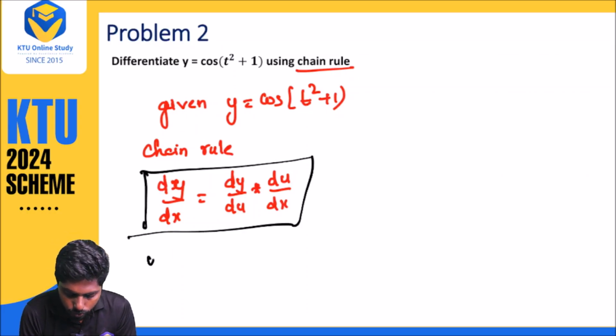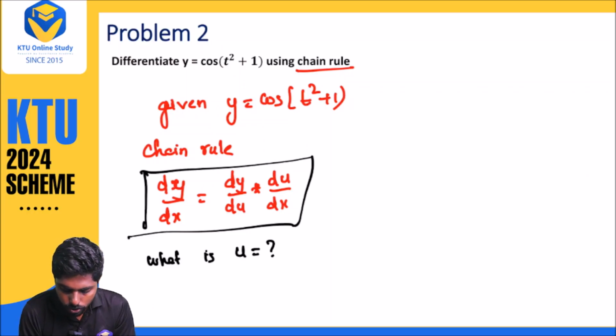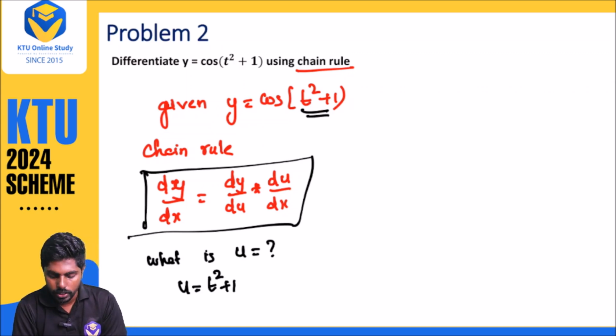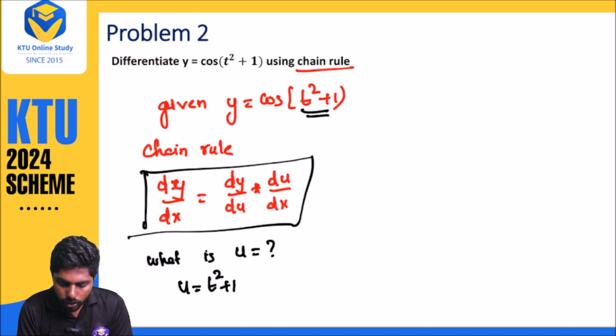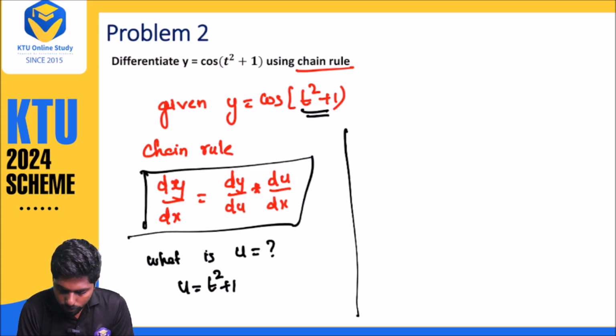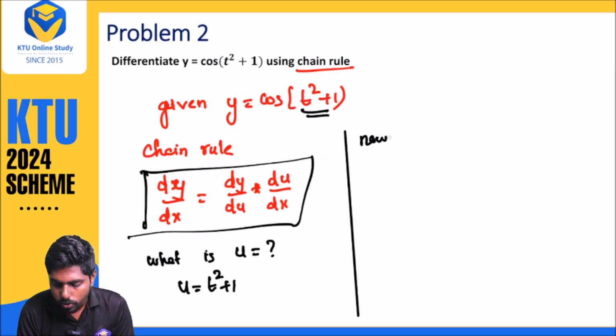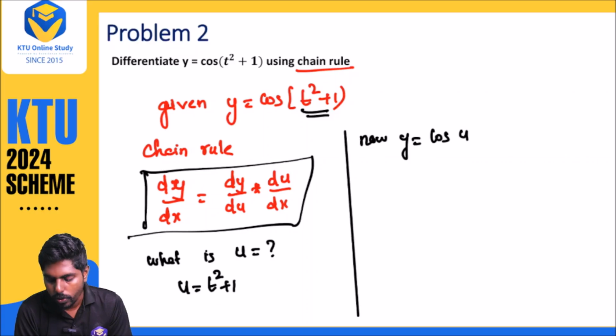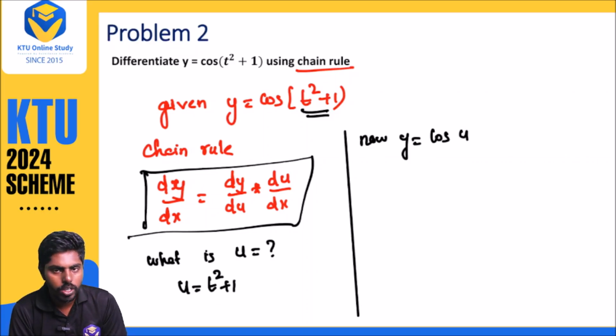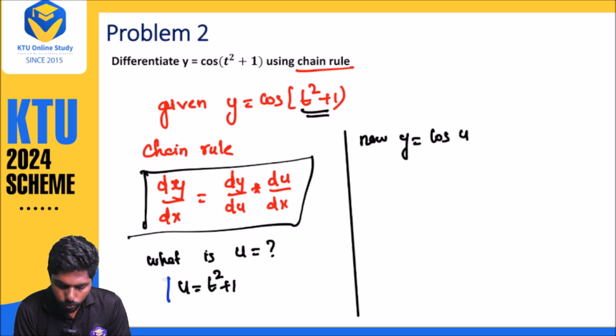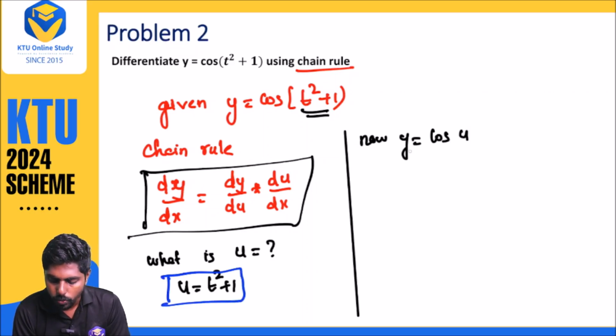Now what is u? We can consider this as u. u is equal to t square plus 1. So now what will happen to y? Now y is equal to cos u. So we know u is equal to t square plus 1, and y is equal to cos u.